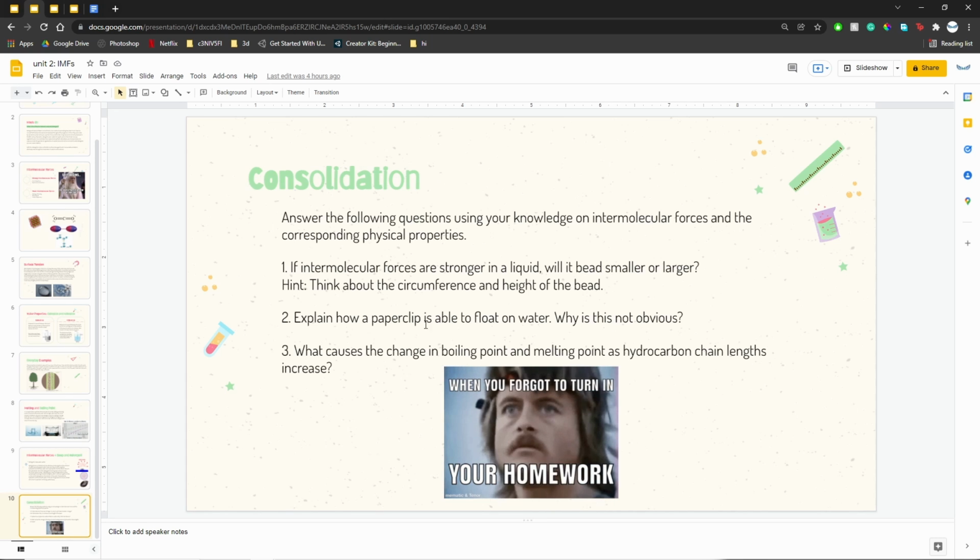Explain how a paper clip is able to float in water. You can do this on your own. The primary concept again is surface tension. You should know this by now. But why is this not obvious? I'll answer this question with you too.